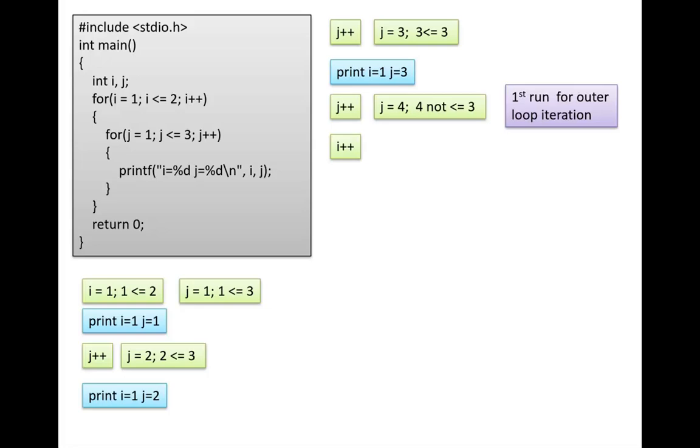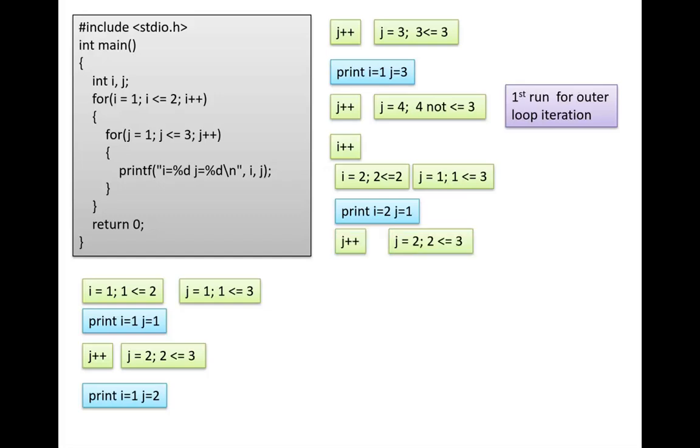Very important point to note here. i becomes 2, 2 is less than or equal to 2, the innermost loop runs again. j equal to 1, yes, 1 is less than or equal to 3. Print the value of i and j. i equal to 2, j equal to 1.